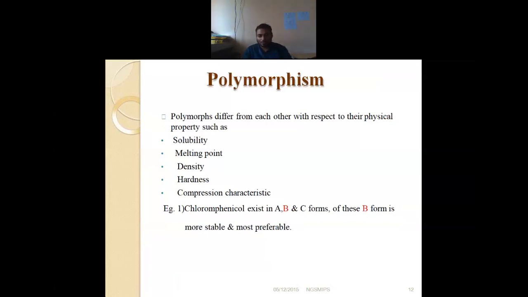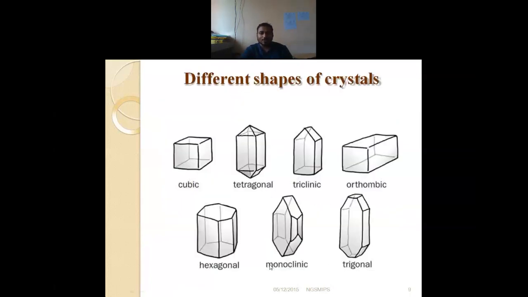What is polymorphism? Chloramphenicol can exist in three polymorphs, meaning they have different shape and size. Chloramphenicol can have different crystalline properties, for example cubic, tetragonal, and tricubic.